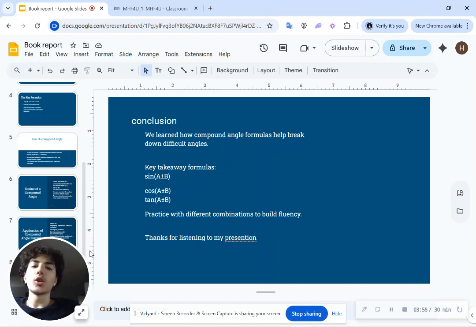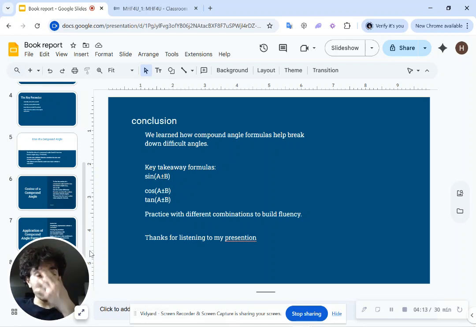Conclusion. We've learned how compound angle formulas help break down different angles. The main key takeaway formulas: sine A plus or minus B, cos A plus or minus B, tan A plus or minus B. Practice with different combinations to build up fluency.